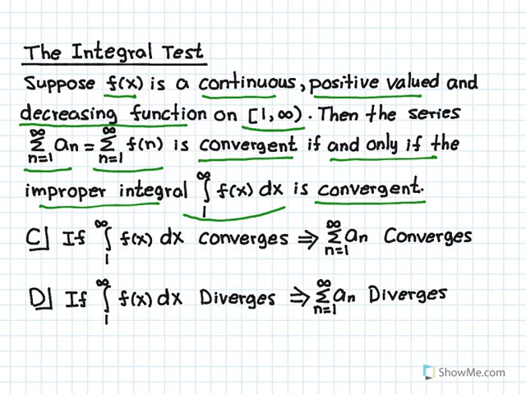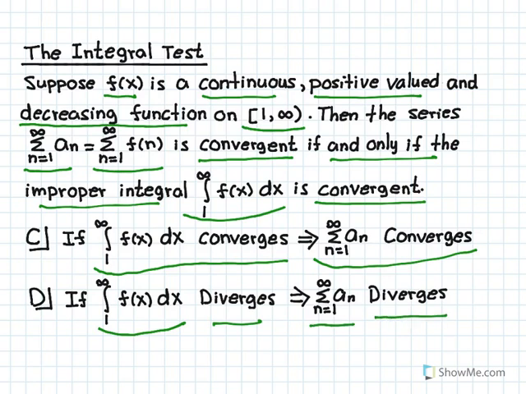So part C, if the integral from 1 to infinity f of x dx converges, if the improper integral converges, then so does the series. The series summation n equals 1 to infinity an also converges. Alternatively, if the improper integral from 1 to infinity f of x dx diverges, then the summation n goes from 1 to infinity an also diverges. So basically it comes down to the integral. If the integral converges, the summation converges. If the integral diverges, the summation diverges.